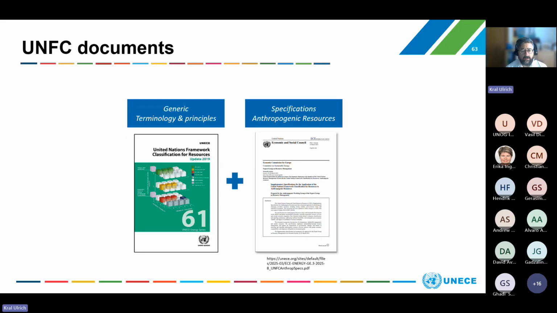There are also some UNFC documents. Of course, you already know the top level document. It's on the left-hand side. It's the generic document with the terminology and principles on how to apply the UNFC. And the second document is supplementary to the general specifications. There are some details regarding recycling projects. This is mainly an adoption of terminology, let's say, and how to understand more general terms in the recycling context. This document is publicly available. It can be retrieved from the UNECE website, and you'll find the link also in the presentation here.